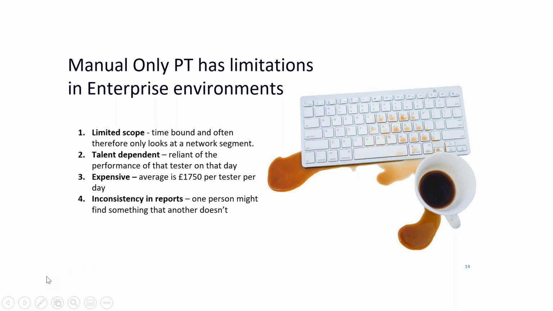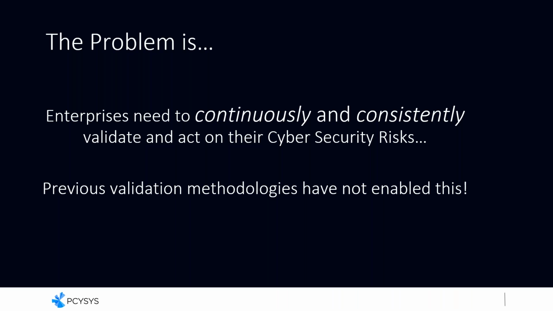But essentially, the problem with manual PT is that it is that snapshot in time. You're only getting visibility of what happens when that tester is there. You're also having to spend a lot of money to get that tester there in the first place. Now, that doesn't lend itself to a continuous and consistent methodology. If we're only getting a point in time snapshot, we're not getting visibility of our continuous security posture throughout the year, and you're not always going to have consistency between what one penetration tester finds and what the next one does. Now, that's where the CISIS tool comes in.